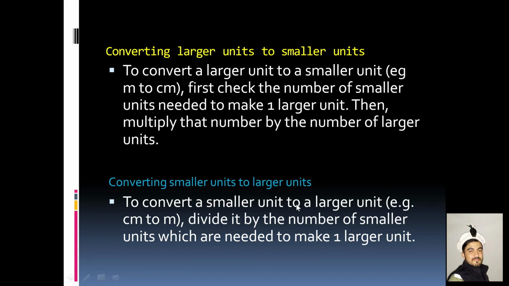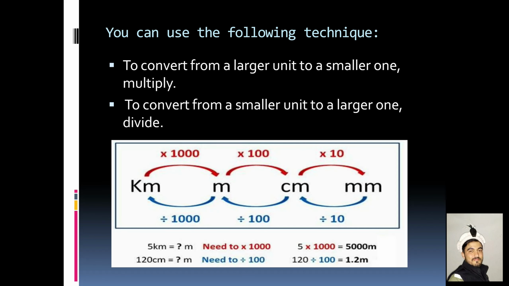To convert a smaller unit to a larger unit, for example centimeter to meter, divide it by the number of smaller units which are needed to make one larger unit. So please take a screenshot of this slide, and it is a very simple trick to convert larger units into smaller units, and smaller units to larger units. Now this is a technique which I have mentioned here. You can use the following technique to convert from a larger unit to a smaller one. Just multiply. To convert from a smaller unit to a larger one, divide. So you have to remember these two techniques.